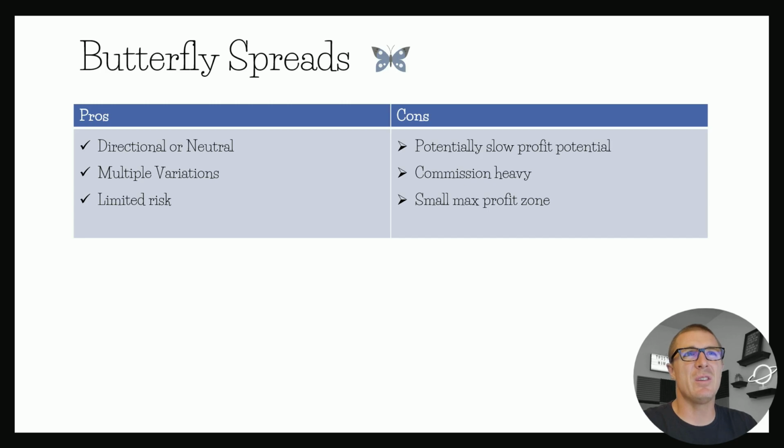Some of the cons: potentially slow profit potential. If you enter a butterfly spread with 30 days, you may have to wait 20 to 25 days before it really reaches its profit stride. It's potentially commission heavy. If you're not used to trading four leg spreads, it can be a little bit commission heavy. If you adjust those spreads, of course, that amplifies the commissions even more so. And then there's a small max profit zone, which we'll take a look at in the profit and loss diagram.